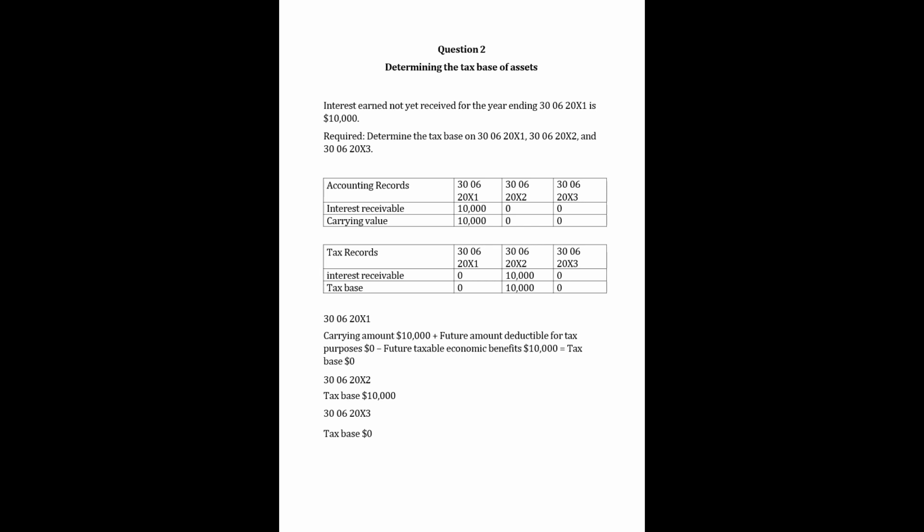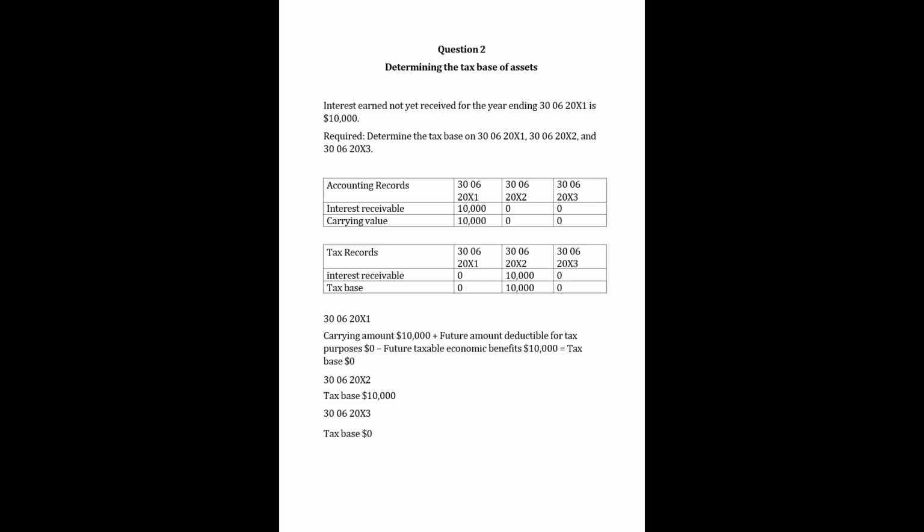If we look at the tax records, the interest receivable, although it's there in accounting records, is not there for the tax base because it is still not assessable for tax purposes. It has not become cash. But in 20X2 year, that interest receivable becomes a cash inflow, and that's going to get assessed by the tax. Therefore, the tax base becomes 10,000. But in 20X3 year, because it's all realized, there's nothing there.